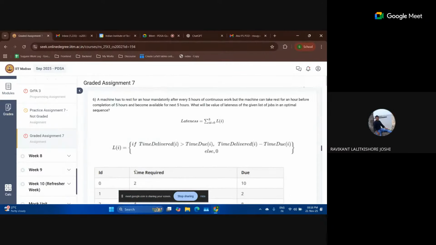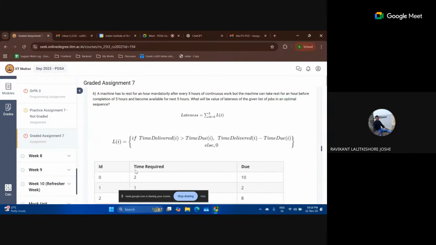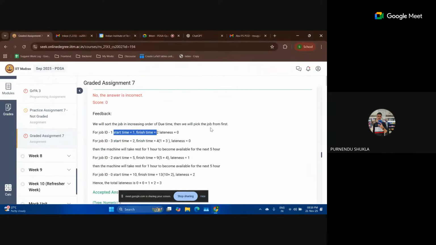Ma'am, but where the start time is 1? Yeah, it should not be 1, right? The machine has to rest for an hour. But the machine can take the rest. Here we are given two choices, right? So based on the choices, it will differ.